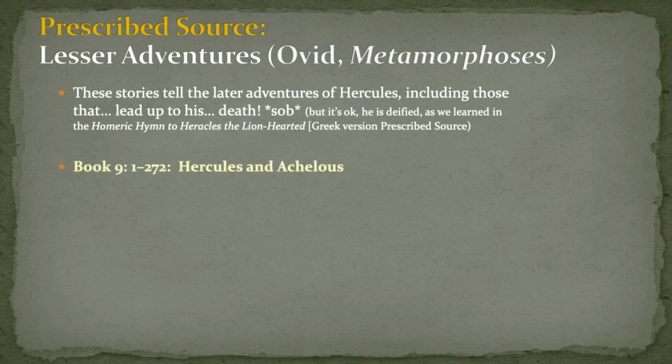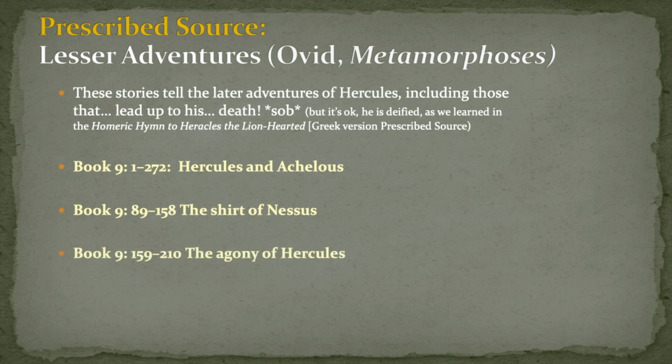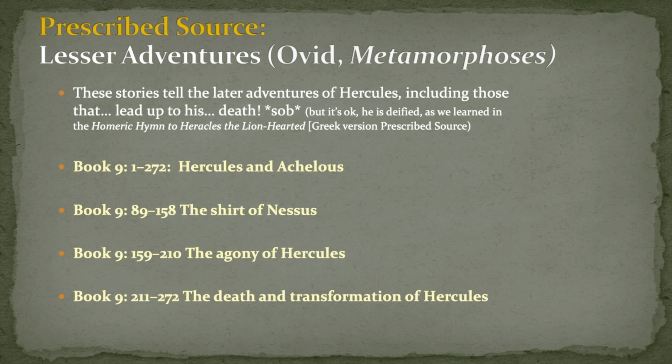There are 4 chapters that we look at. Hercules and Achelous, the shirt of Nessus, the agony of Hercules, and then the death and transformation of Hercules. Now, these stories are loosely chronological, as in they happen in this order in the text, and this is meant to reflect the life of Hercules.